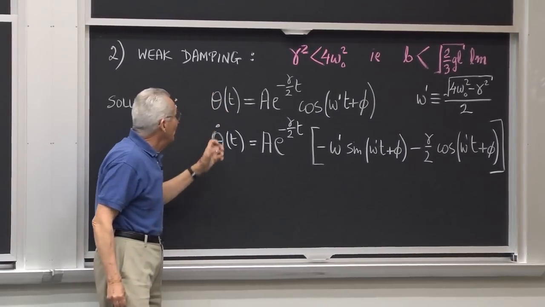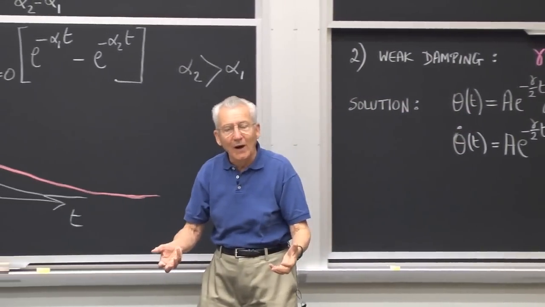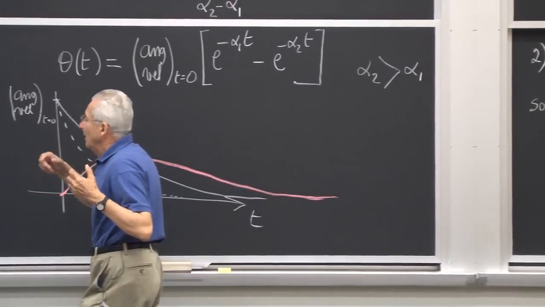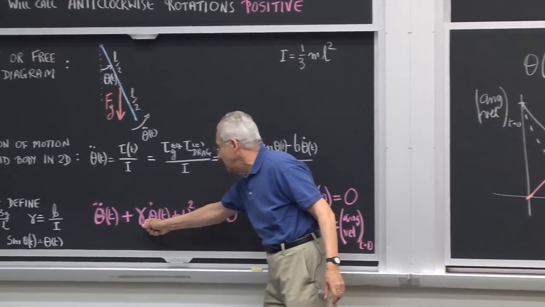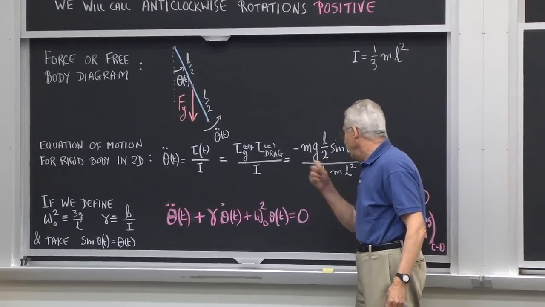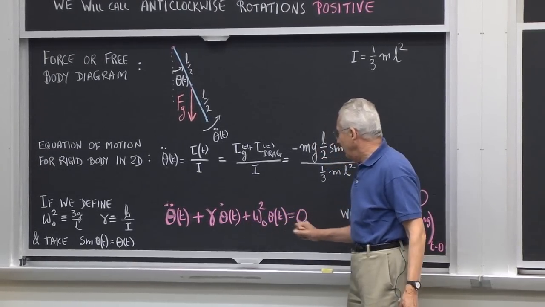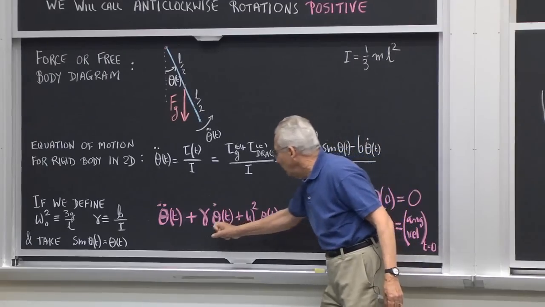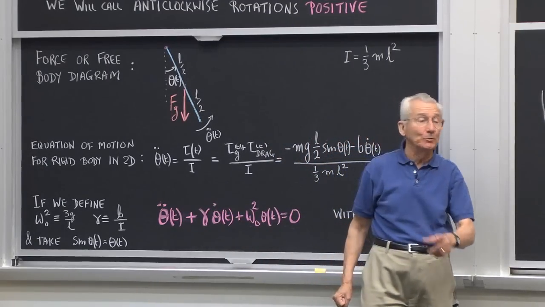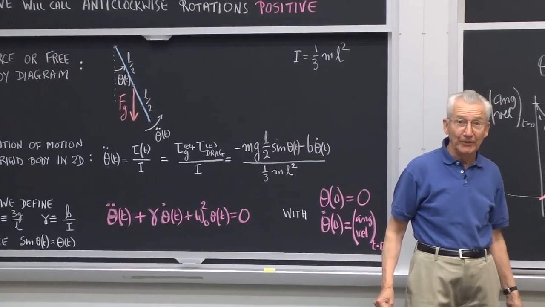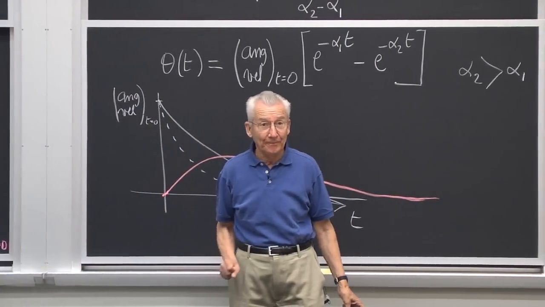Try it. Take this equation, differentiate it twice, and calculate it. Then differentiate it once and multiply it by gamma. Don't differentiate; take that equation and multiply by omega 0 squared. Add those 3 terms, you'll get 0. I tried it last night to make sure I didn't write the wrong thing here. So that really works.